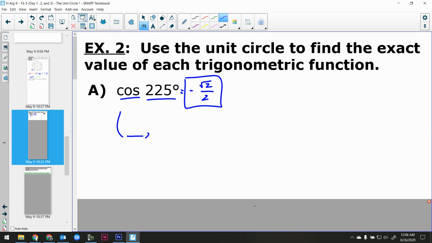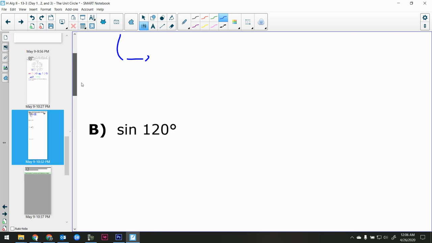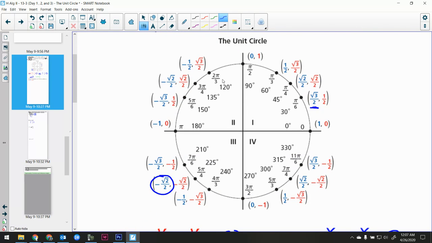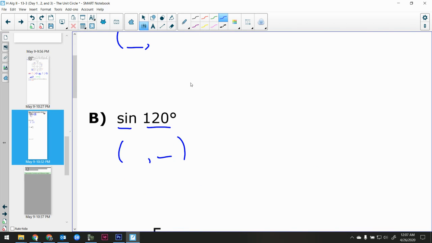Okay. Let's find the exact value of sine of 120 degrees. Okay, the sine value, that's telling me I'm looking for a y value. Okay, a y value where? At 120 degrees. So find 120 degrees in your unit circle right here. And I'm looking for the y value, radical 3/2. So I go back, radical 3/2. And that's my answer. Okay.